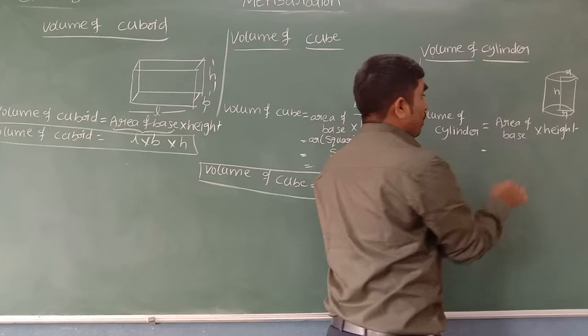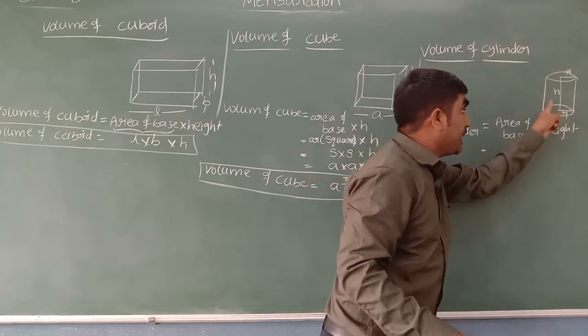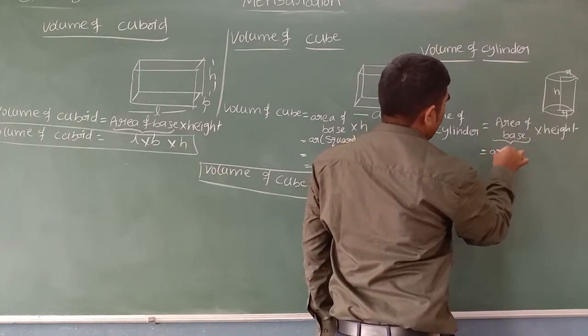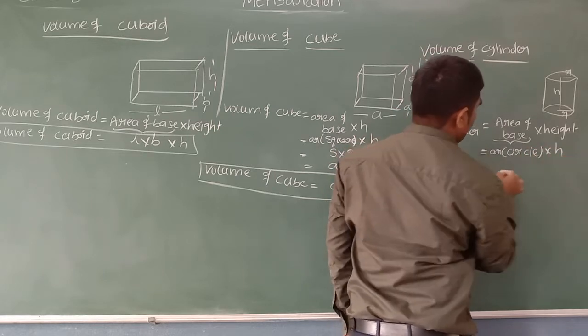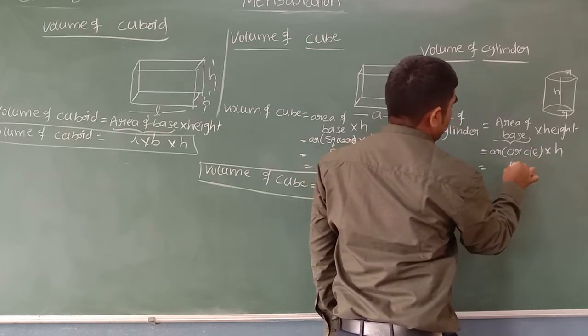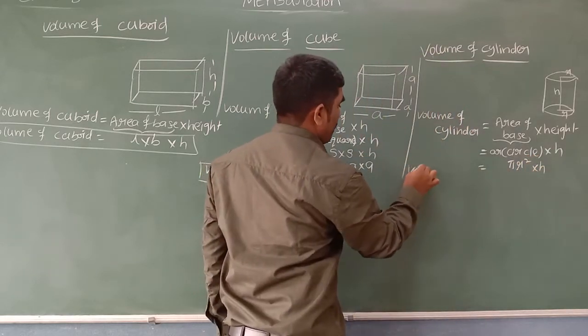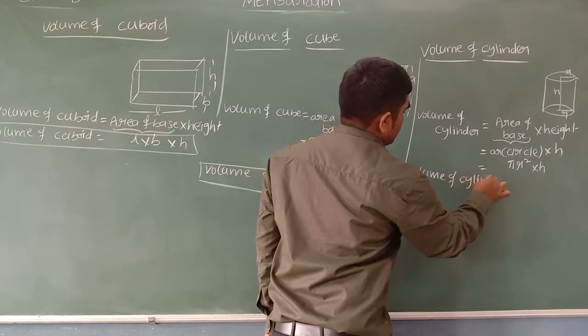So here the base of the cylinder is a circle shape. So the area of the base is nothing but the area of a circle. Yes, here the area of the base, the area of the circle, into height. So what is the area of a circle? Pi r square into h. So this is the formula we have to use to find the volume of a cylinder.